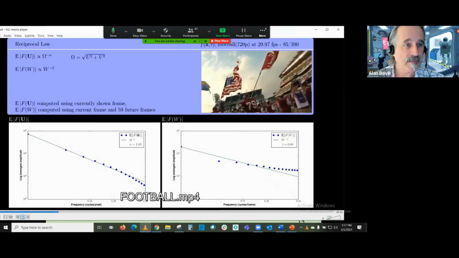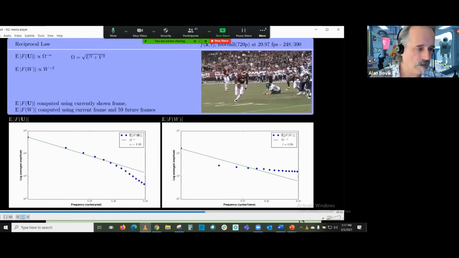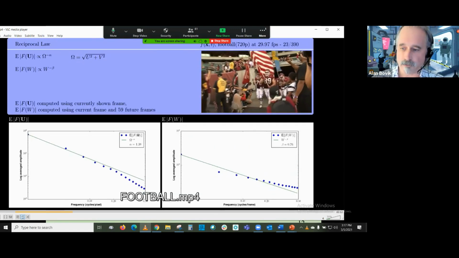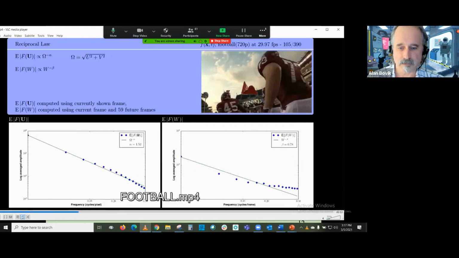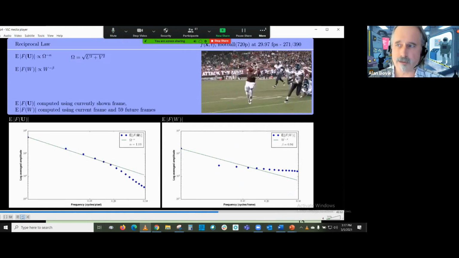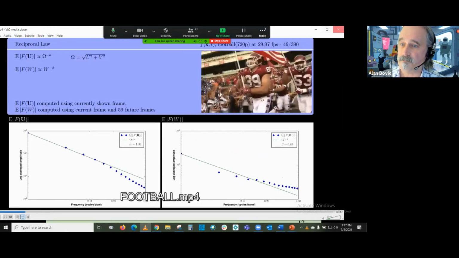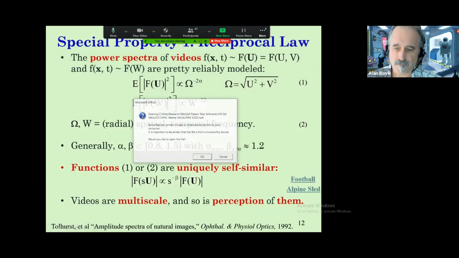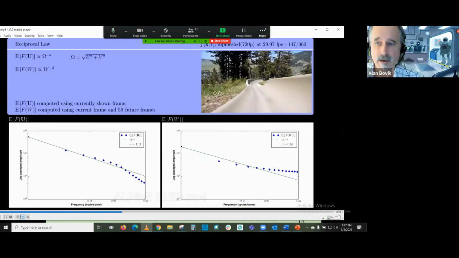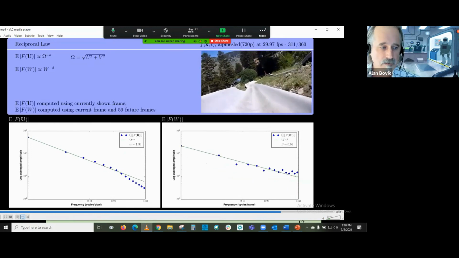Here's the football video. This shows its spatial power spectrum. You can see this is on a log scale, so it should be a straight line, and it's pretty good, okay? This is the temporal frequency Fourier transform on a log scale. It's not perfect, you notice. I didn't say it was a perfect model. It's a pretty reliable model. The frequencies always fall off. How well they satisfy the model varies a little bit from video to video. So the video is very active, but nevertheless, frame by frame and over time, it's pretty steady, pretty linear on a log scale.